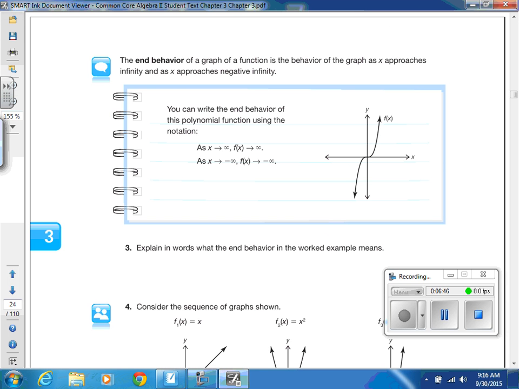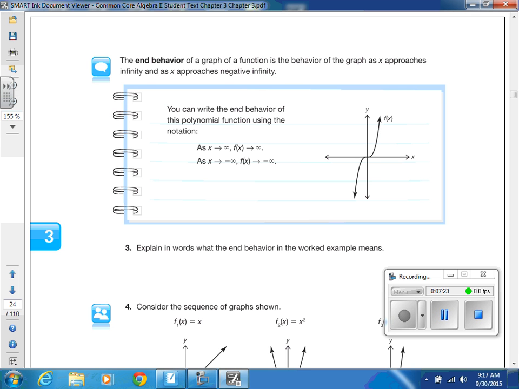Okay, let's talk about end behavior. This is on page 228. End behavior is exactly what it sounds like. It's what the function is doing on the end. Okay, here and here. Those are the ends. So we're talking about end behavior. Now, some people get these kind of confused. You can write end behavior using this notation.